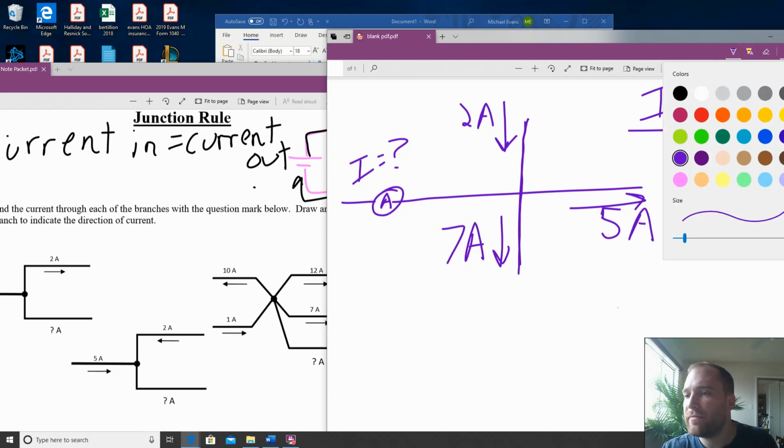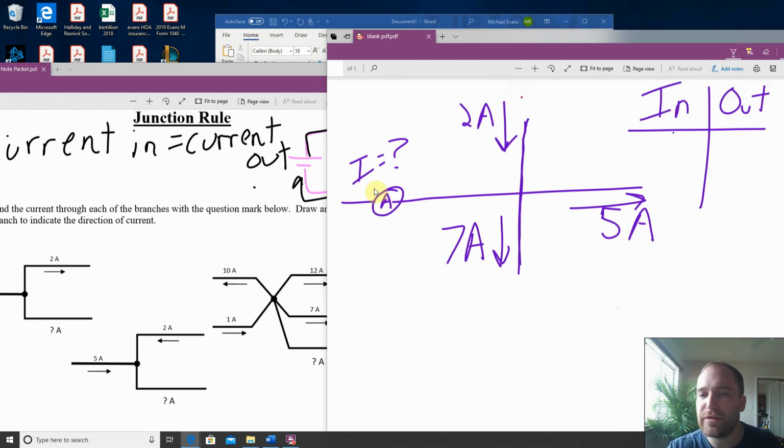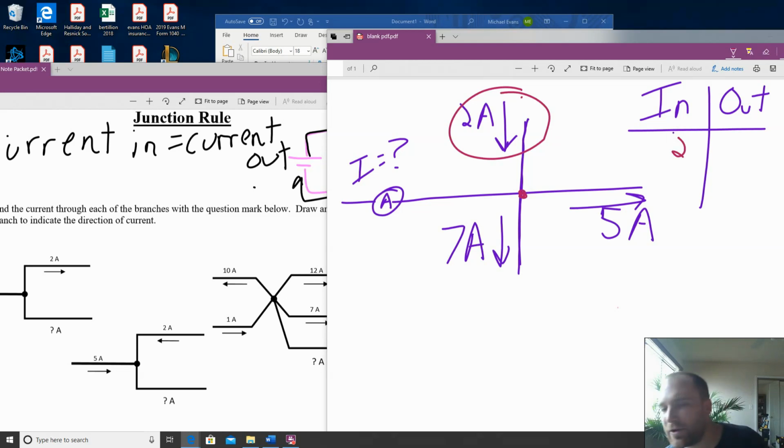I'm going to go 1 branch at a time here. So you see this 2 amps? When you think, which way is that going? Is it going into the intersection, meaning into this junction right here, or is it going away from it? I would say it's going into it. It's going towards it. So we're not doing an up versus down, or a left versus right, or anything like that. We're doing towards versus away. Are we going towards that intersection, or are we going away from it?